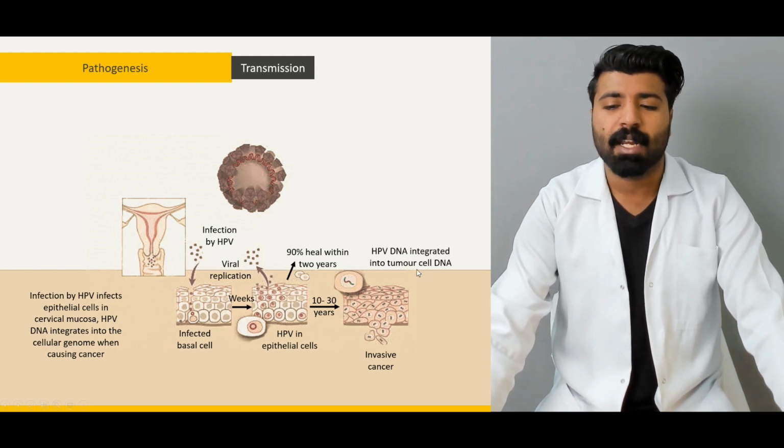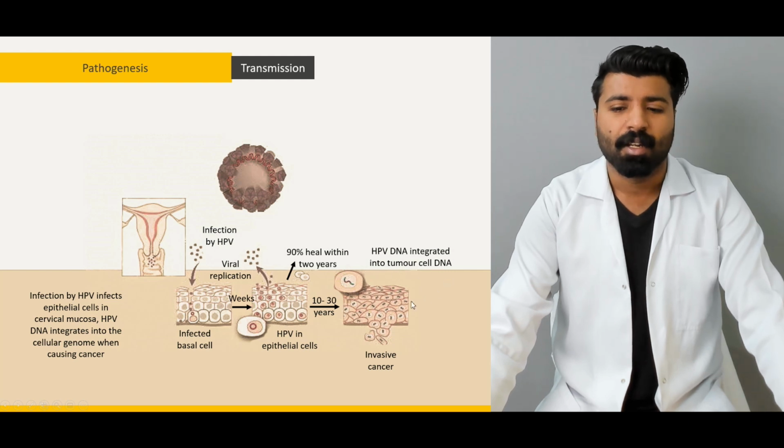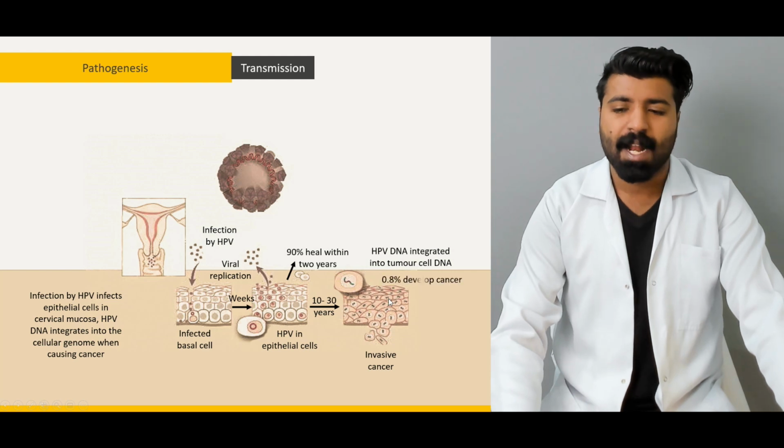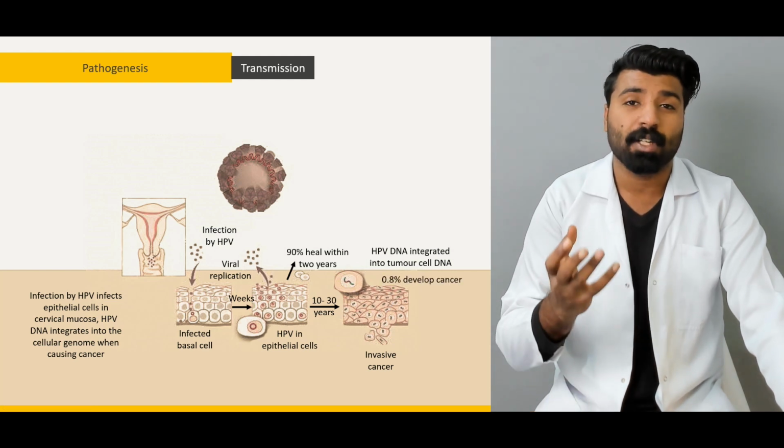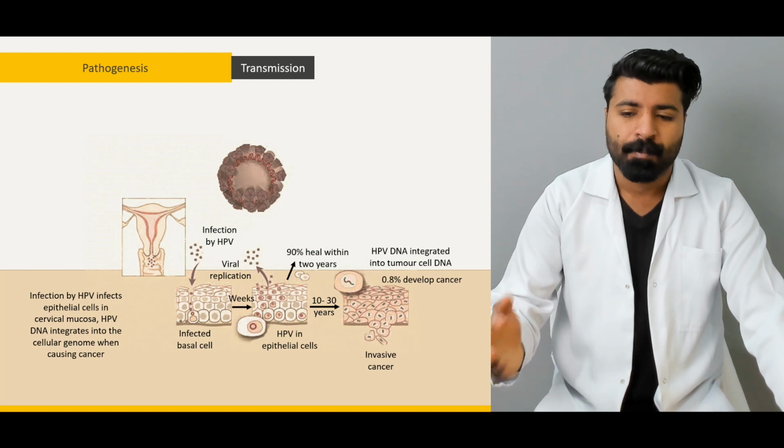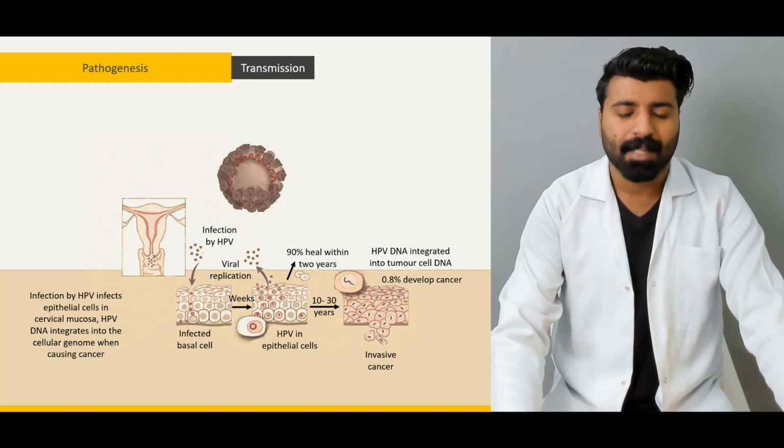Now, HPV DNA integrated into tumor cell DNA. As you can see, HPV DNA is incorporated into tumor cell DNA, and that is actually the basis of this developing cancer. So 0.8% develop cancer in it.